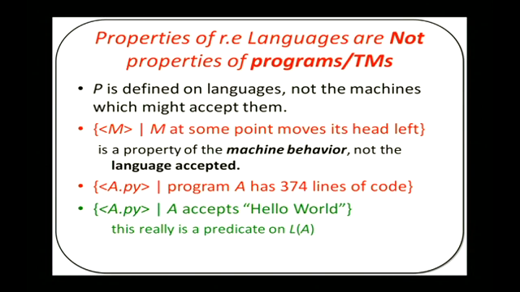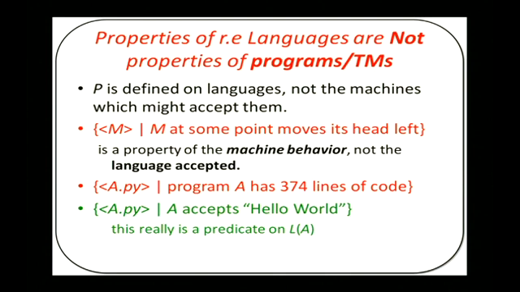What about this? I give you code and ask you, does it print hello world? That's a property of the language accepted by the machine and not the machine itself. Okay, so Rice's theorem applies to properties of the languages accepted by machines, but not this kind of stuff. This doesn't come under Rice's theorem, right?